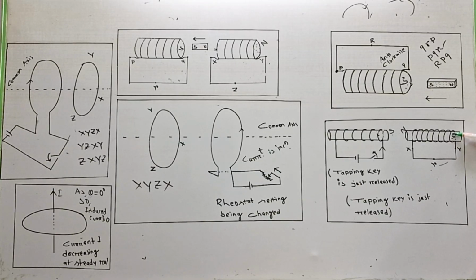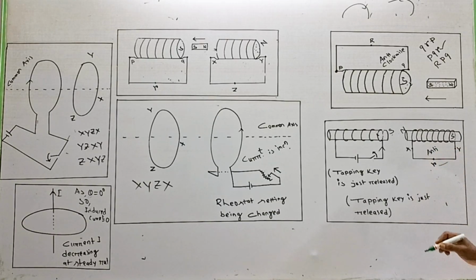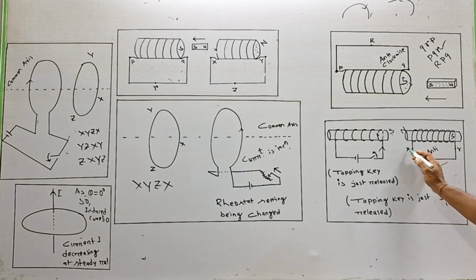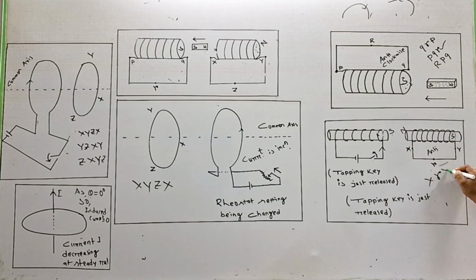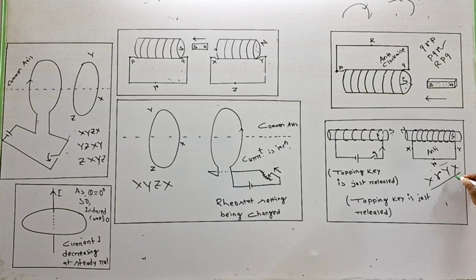As in the coil the current is in clockwise direction, here the current is in anti-clockwise direction. So your answer will be anti-clockwise, meaning this direction. It is better to start from x. So x, r, y, x, this is the direction of current in the circuit.